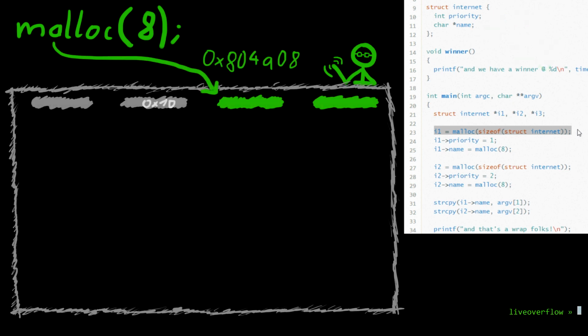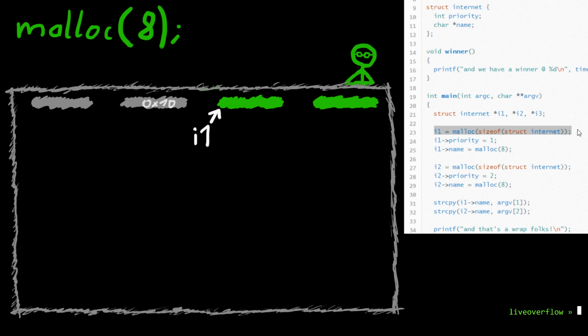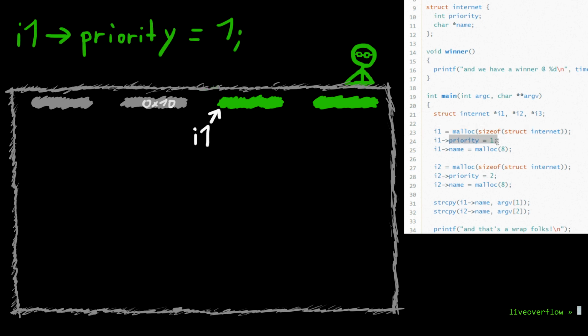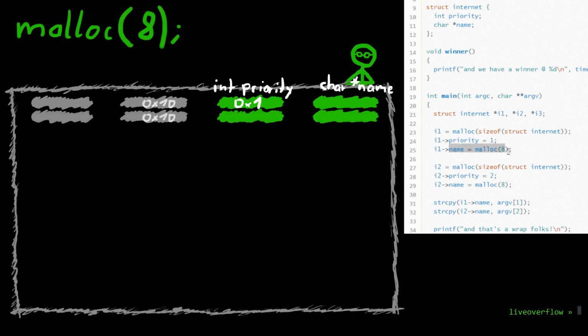And we know that malloc returns the address on the heap that we can now use. So I1 points to the start of 8 bytes in memory. And now we want to set priority to 1, which will write 1 to the first 4 bytes of the allocated area. Then it allocates another 8 bytes, and the resulting address will be stored in the char pointer name, which is at offset +4 of the I1 object.